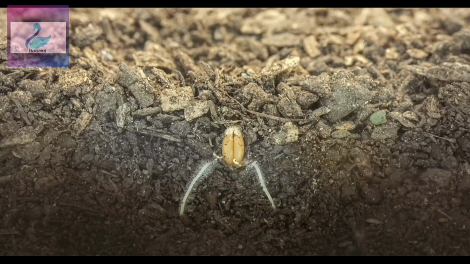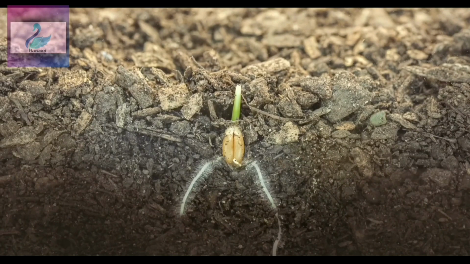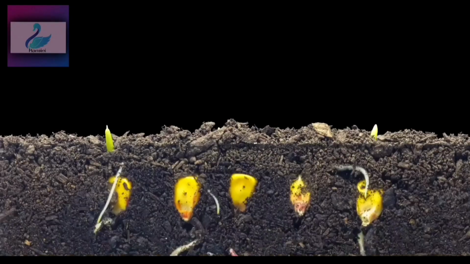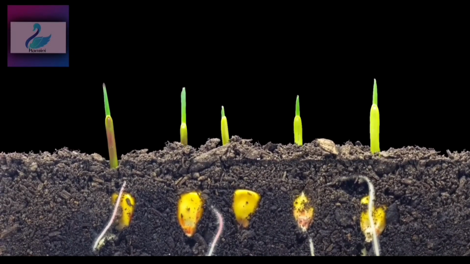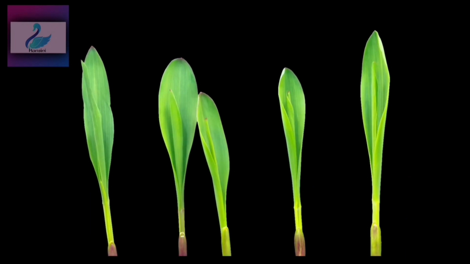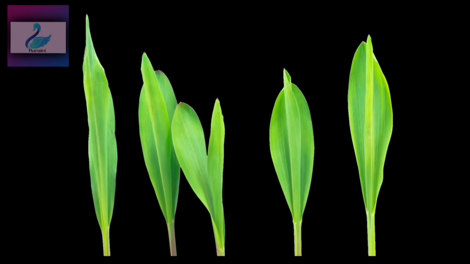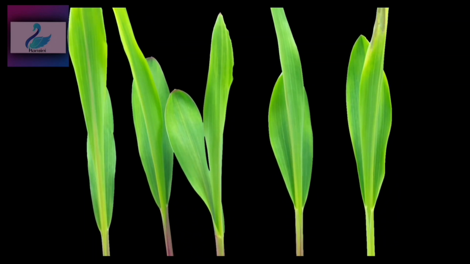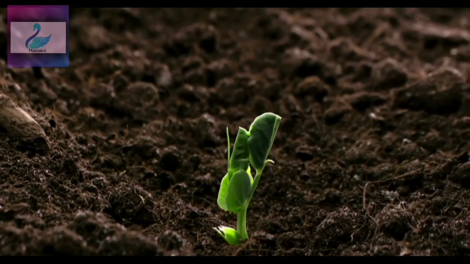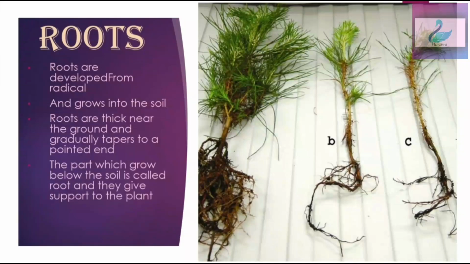Here you can see the development of radicle and plumule of wheat and maize plant. And the plant is developed. Now we will study how the roots are developed. Here you can see roots.